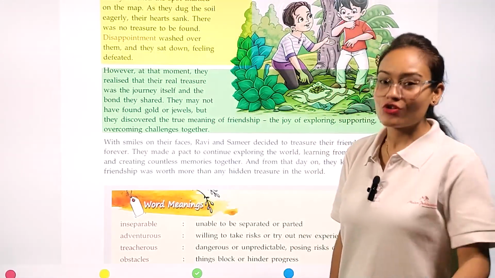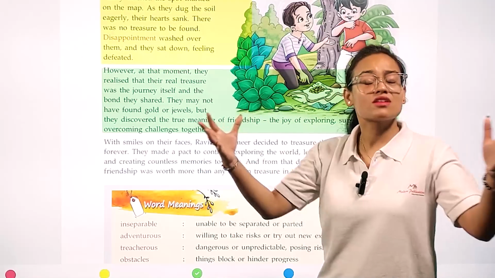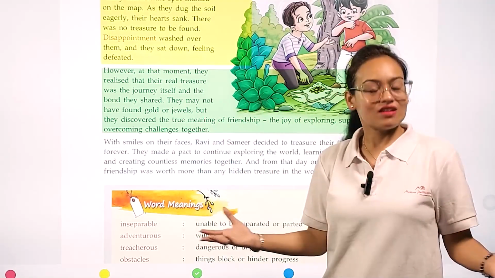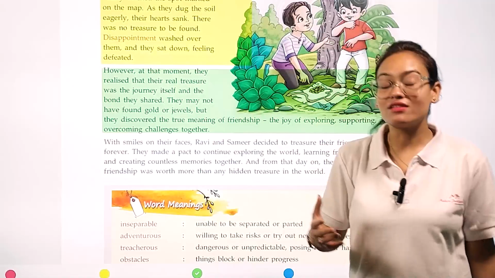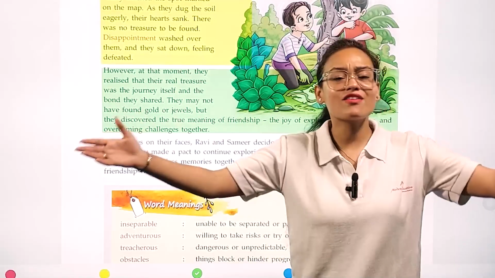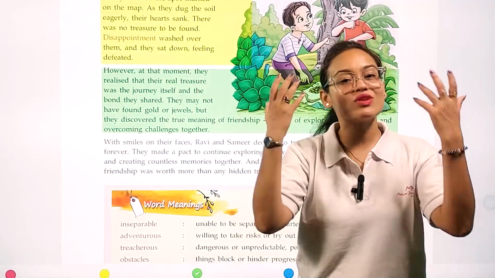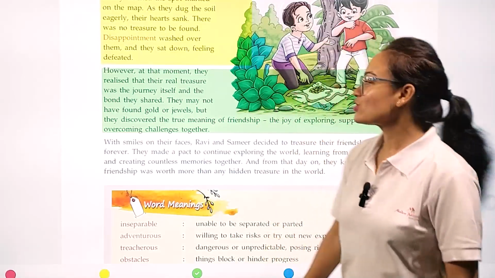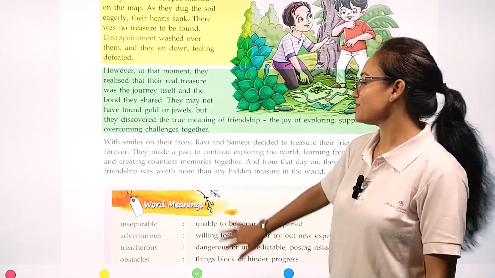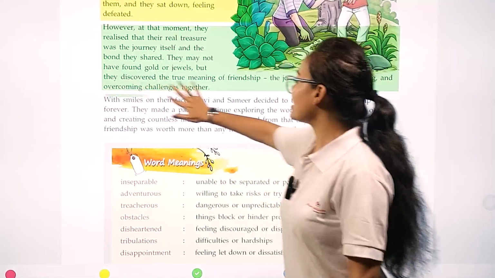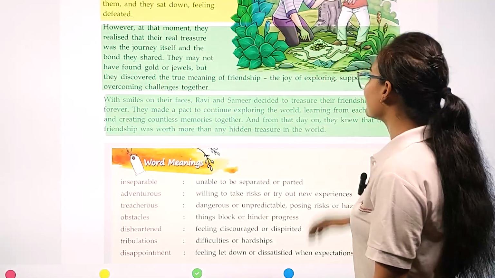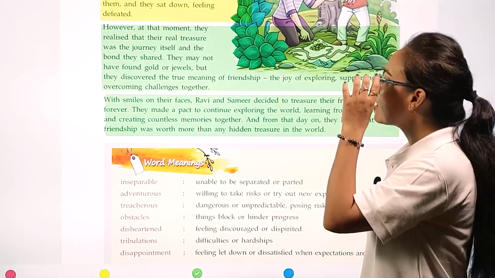Together, two friends explored this hard route. They even crossed that wide river with their intelligence and their bond of friendship. So this is their real treasure. With smiles on their faces, Ravi and Samir decided to treasure their friendship forever.